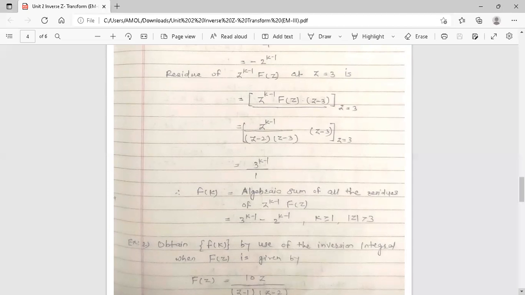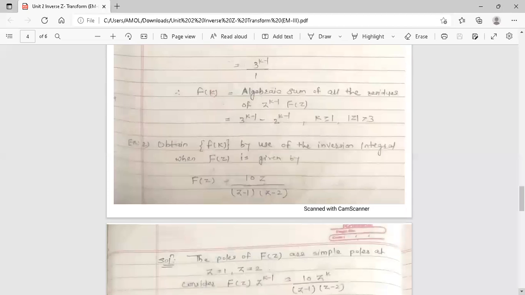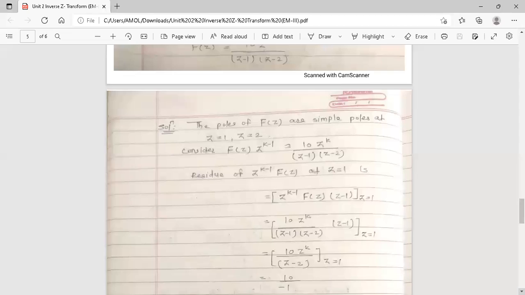Similarly, we can find or obtain the sequence f of k by use of the inversion integral method when f of z is given by f of z is equal to 10z upon z minus 1, z minus 2. Okay. We can solve this example like the previous one. We get the answer.